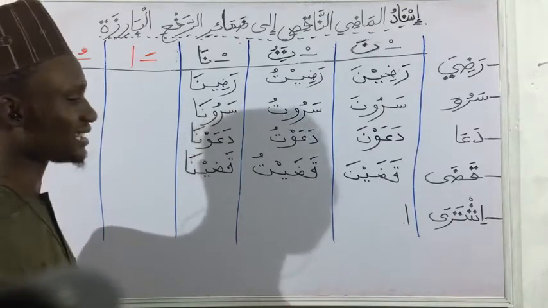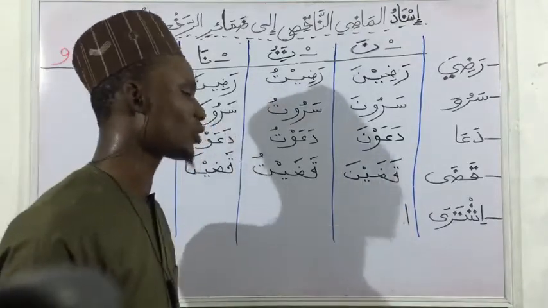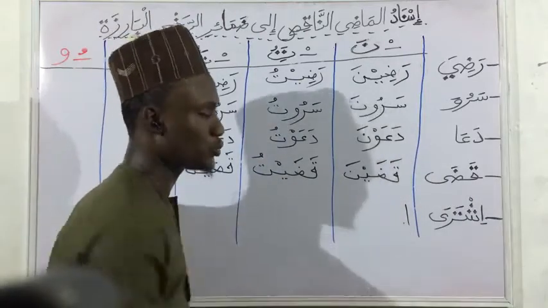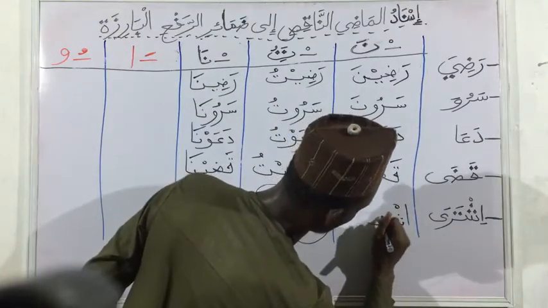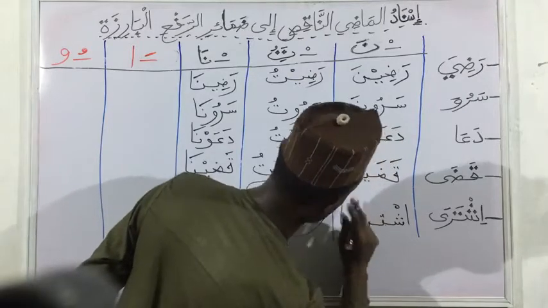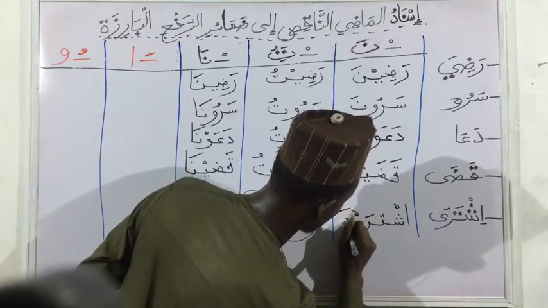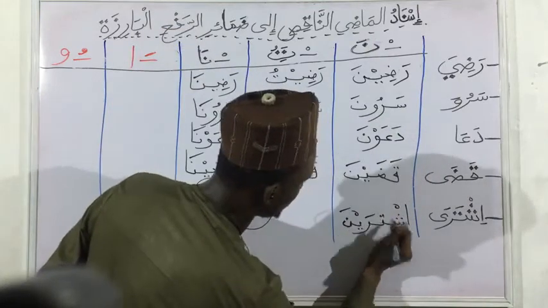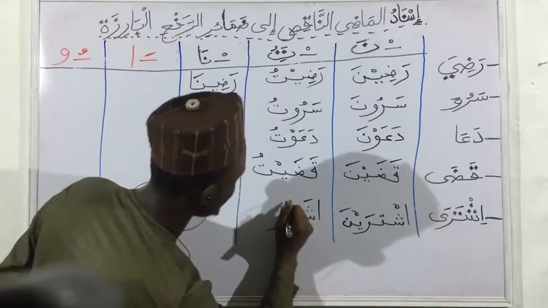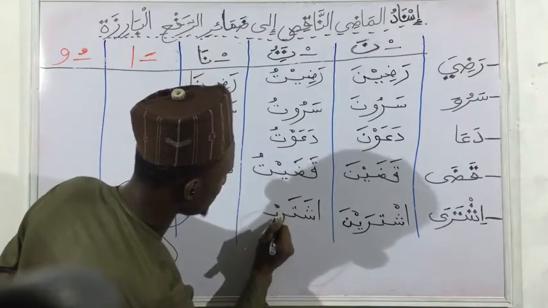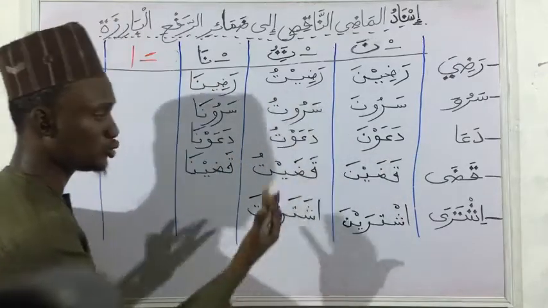For verbs that are beyond three letters, maybe ruba'i, khumasi, or sudasi, it is always a ya. So for ishtara, I don't need to look for anything. I know that the mudari' should be yashtari. So the ya will come into play and it becomes ishtarayna. Then we also have ishtaraytu. Let me use another ta mutaharrika, so we'll not be thinking that da'awtu is the only one we have. Ishtarayta will mean you bought, right?